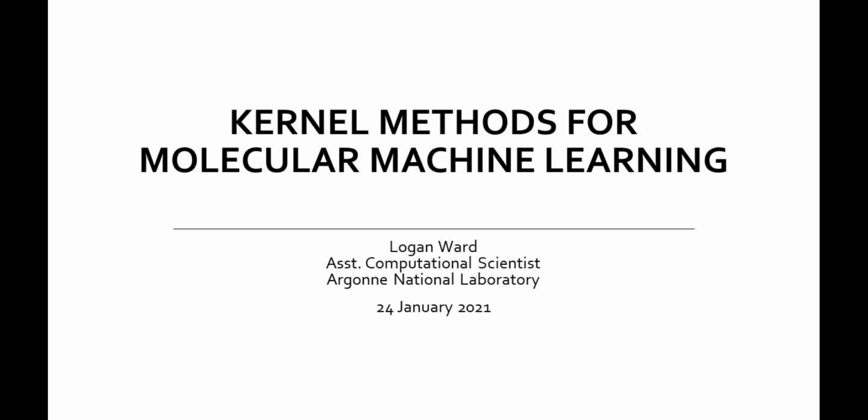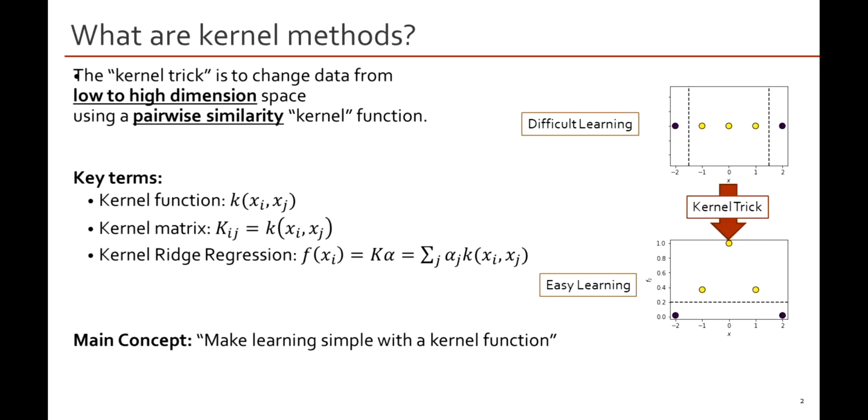Before we get too deep into this particular subject, we'll start off with some foundational machine learning. Kernel methods are based around the concept, which we're going to refer to as the kernel trick, where I can transform my data from a low to a higher dimensional space using a pairwise similarity or kernel function. And this kernel trick makes it possible to train easier or simpler machine learning models.